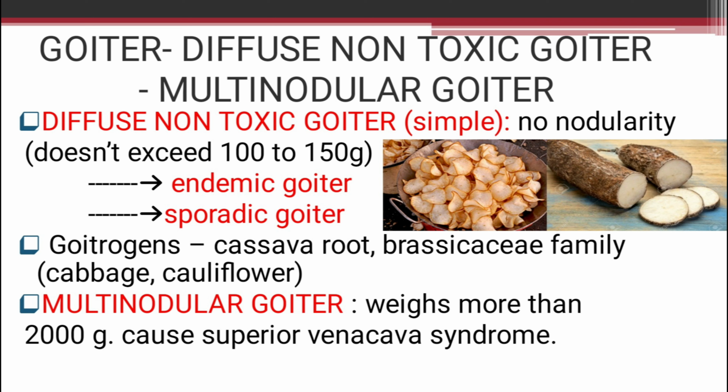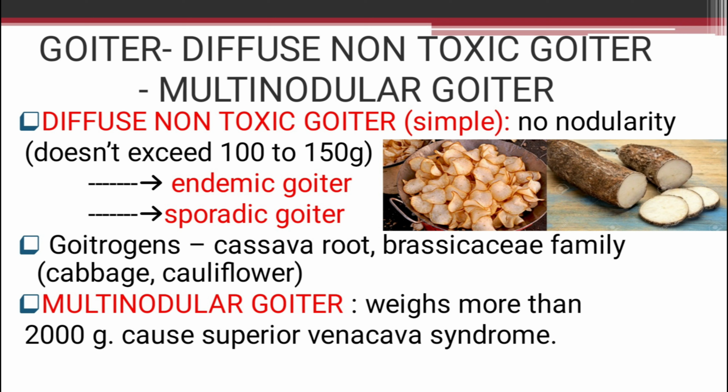Sometimes the goiter can also be caused by goitrogens. What are goitrogens? The substances that disrupt the production of thyroid hormone by interfering with iodine uptake in the thyroid gland are called goitrogens. For example, cassava root, and the Brassicaceae family such as cabbage and cauliflower.